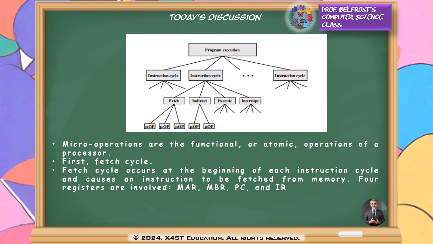Micro-operations are the functional or atomic operations of a processor. The first one is the fetch cycle. The fetch cycle occurs at the beginning of each instruction cycle and causes an instruction to be fetched from memory. There are four registers involved in this cycle: MAR, MBR, PC, and IR. What do they stand for?